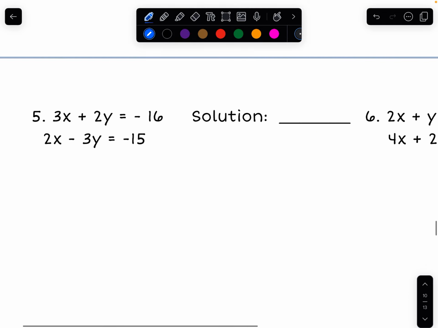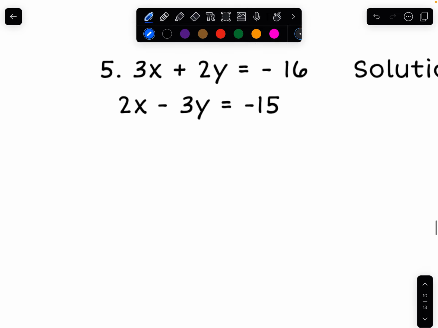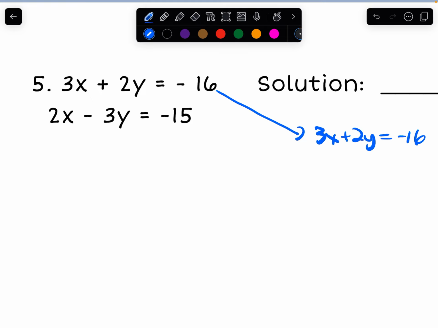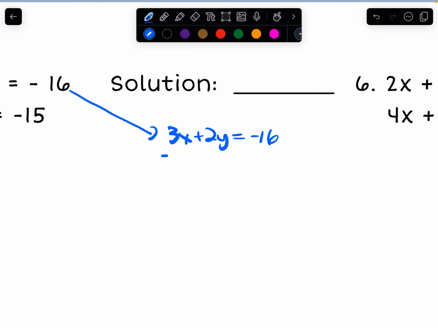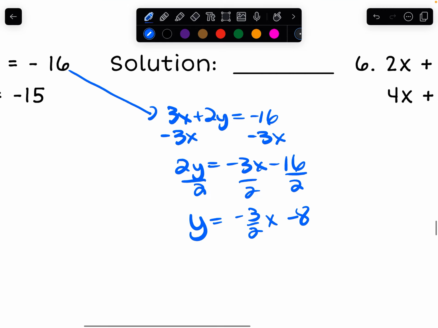Okay? On this, they also are not... I guess I'm going to come over here. I need to solve for y here, so I'm going to subtract 3x from both sides. I get 2y equals negative 3x minus 16. I divide by 2, I divide by 2, I divide by 2. Y equals negative 3 over 2x minus 8.